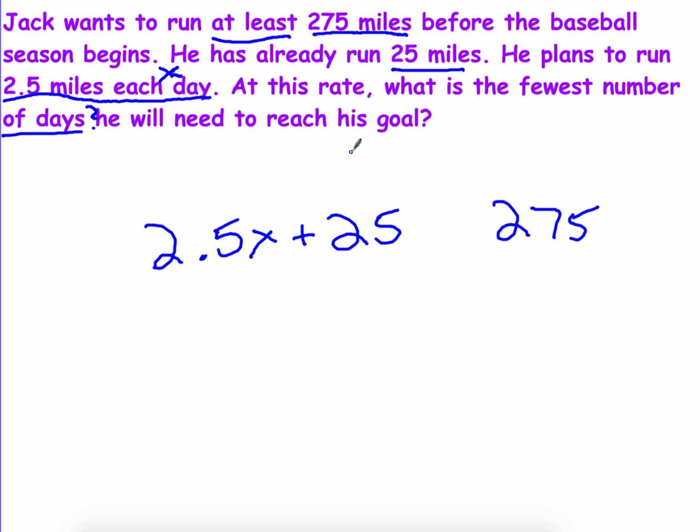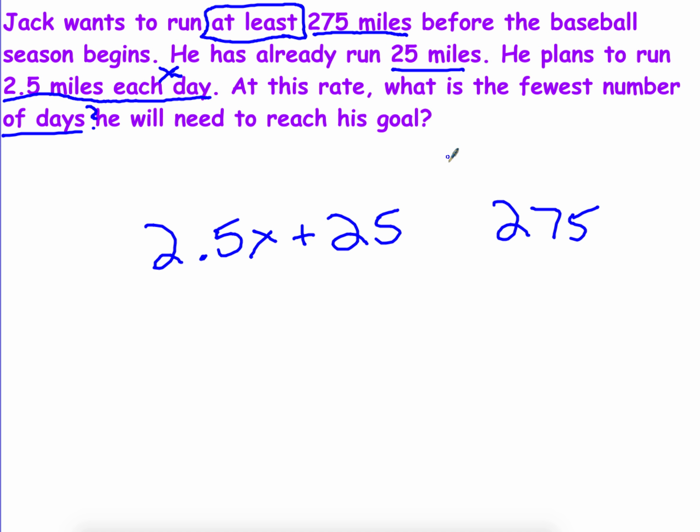But now we've got to figure out which inequality symbol to use. So Jack wants to run at least 275 miles. We've got to think of what the term "at least" means. If I want to have at least, I always bring it back to money. If I need at least $275 to buy an Xbox, then I can have $275 or more. That means $275 will cover the cost of the Xbox, but of course I can have a little bit more money than that as well.